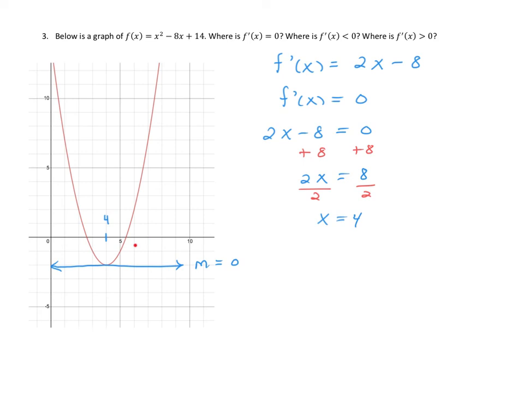You probably could have answered this one without the equation. You could just examine the graph. Notice that, oh, at this spot, it looks like we have a horizontal tangent. Therefore, 4 must be the answer to this question.